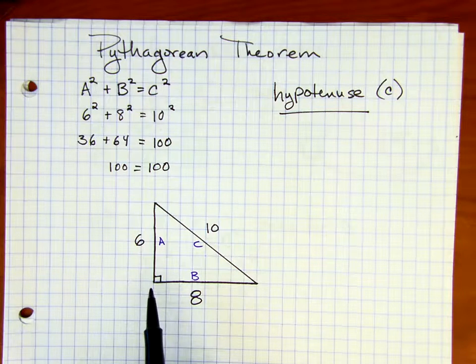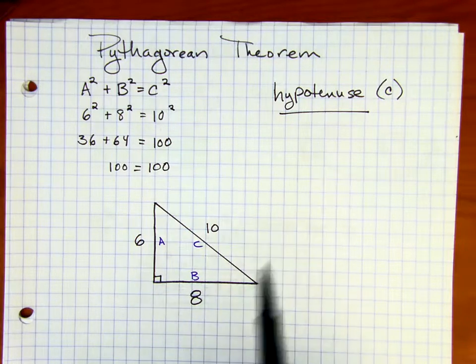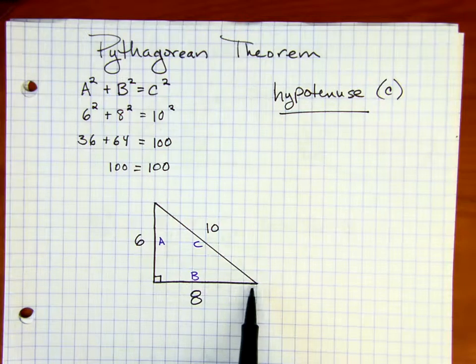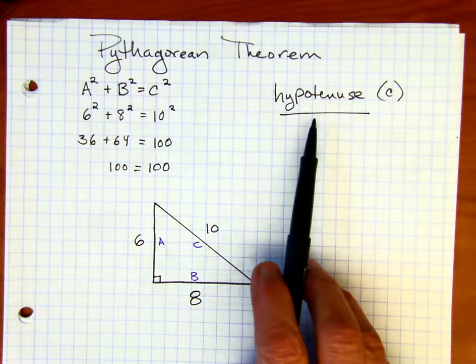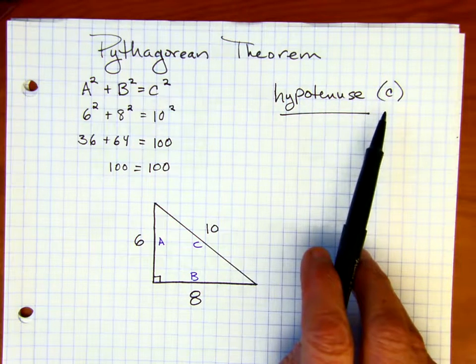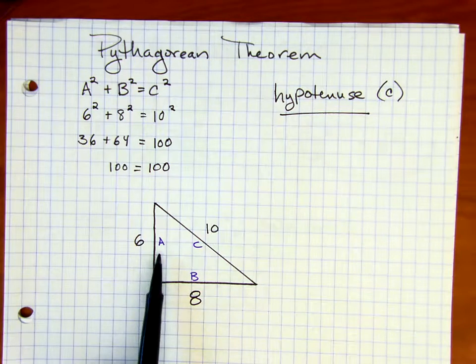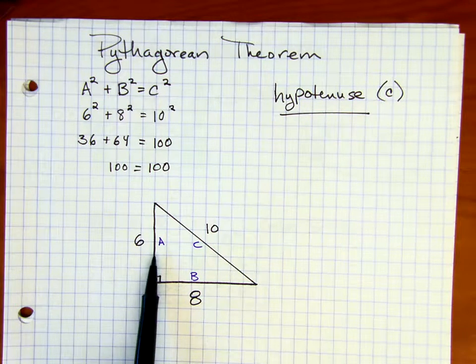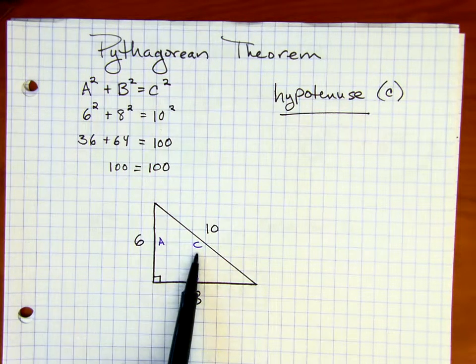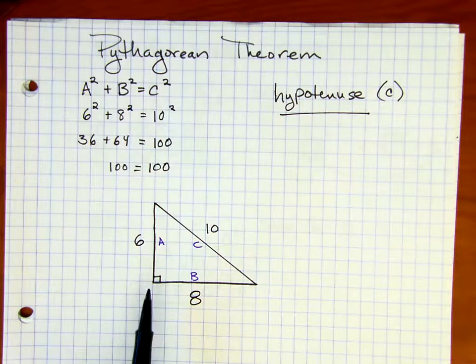Now, Pythagorean Theorem only works with right triangles, and a right triangle is a triangle with a 90-degree angle. This little box indicates that this angle is 90 degrees. Now, the longest side of a right triangle is called the hypotenuse, and that is always going to be labeled with a C. Notice that I labeled the other two sides with A and B, and it's kind of arbitrary where the A goes or where the B goes, but C has to be the hypotenuse. Additionally, the hypotenuse will always be opposite the 90-degree angle.